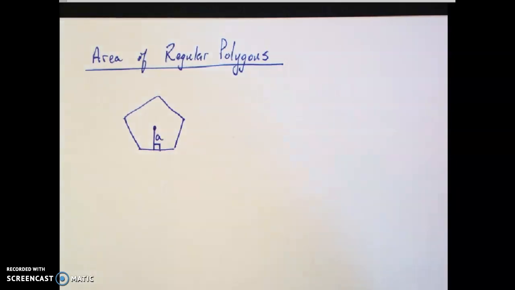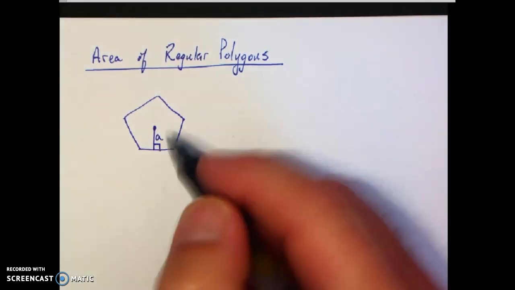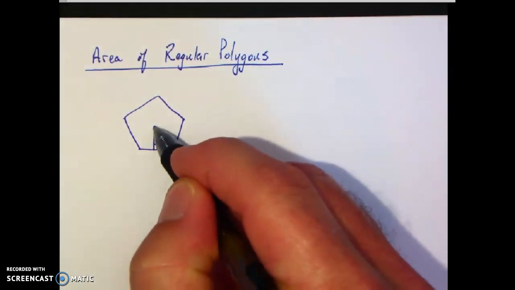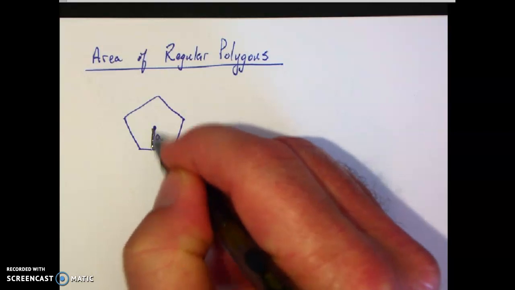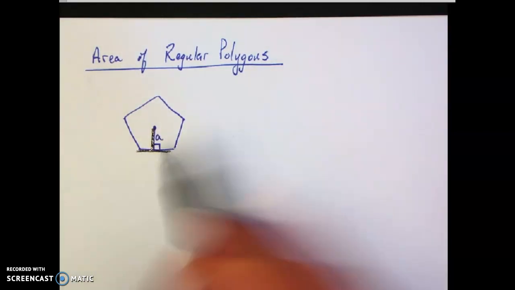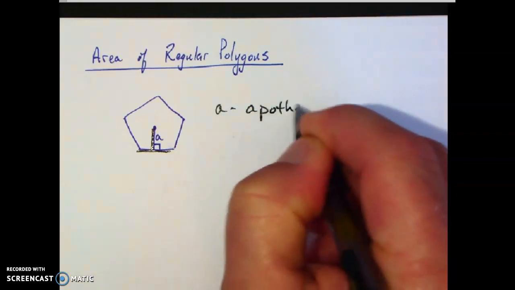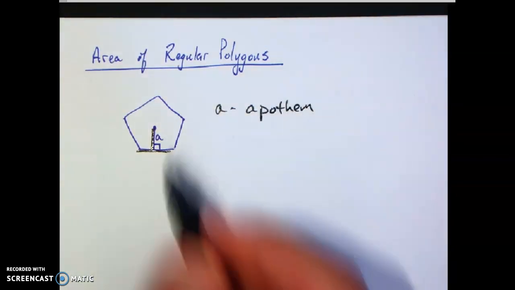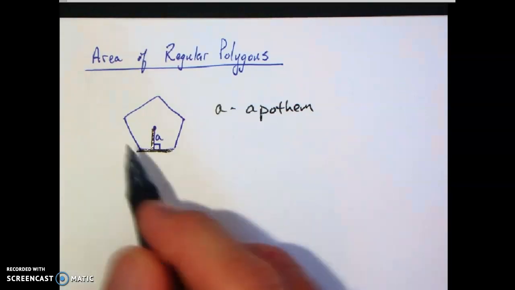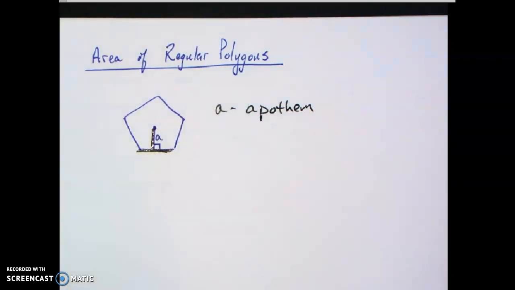Hey, we're looking at finding the area of regular polygons, and we have my favorite word in geometry. This segment that goes from the center of this regular polygon perpendicular to the side, that is the apothem. And remember, a regular polygon means that all sides and all angles are equal.